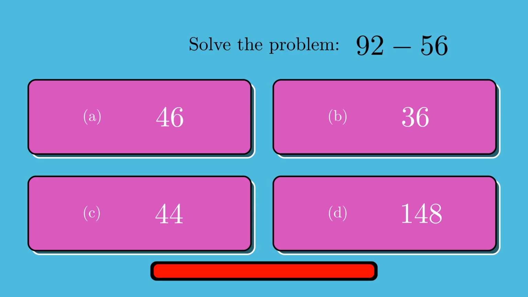What is 92 minus 56? Your possible solutions are A, 46, B, 36, C, 44, D, 148. You have 10 seconds to solve the problem. Good luck.